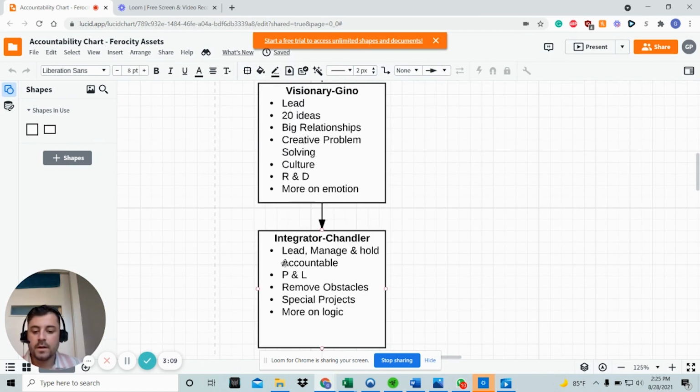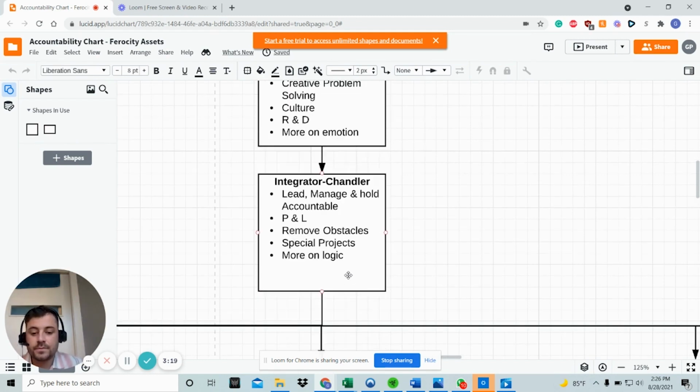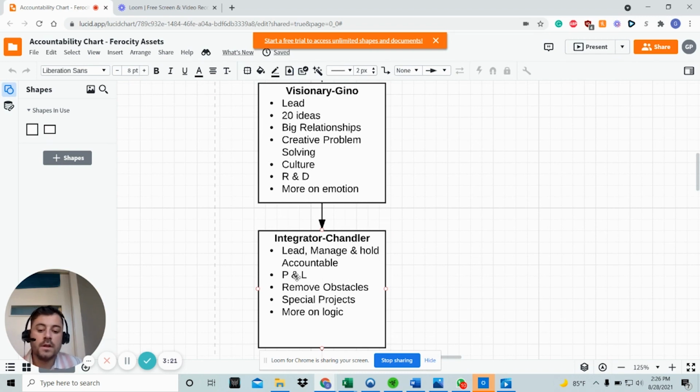But Chandler's role is to remove obstacles in the business, anything that's coming up that's not working for, let's say, the sales department. Chandler's got to get with the sales department head and strategize on how we can fix it. Special projects: if I come up with some ideas, Chandler's job is to say, hey, look, we can do this, and if we can, I'm going to figure out how. Part of my 20 ideas.